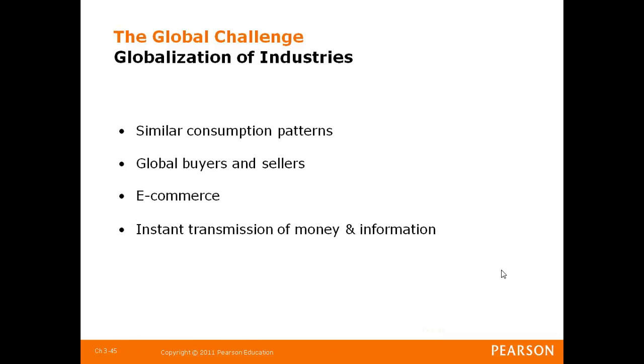So one of the outcomes of globalization is that, again, we are seeing similar consumption patterns in different parts of the world, global buyers and sellers, e-commerce, the instant transmission of money and information. You can buy a product at the other side of the world and instantly pay that person through PayPal or another way, iDEAL, and the different ways you have now, possibilities to share information and transfer money.